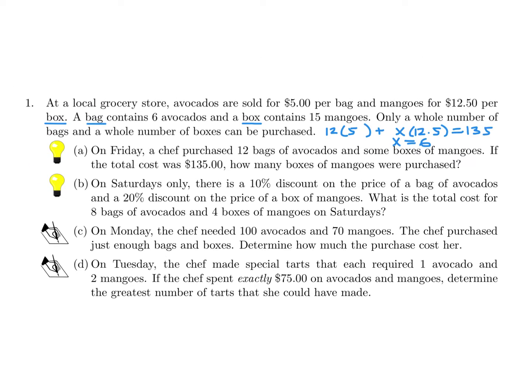So we've got 8, but instead of 5, we're going to multiply by 0.9 to accommodate for that 10% discount. And then for the boxes of mangoes, that's 4. And then there's a 20% discount. So the 12.5 price, we're going to multiply by 0.8 to accommodate for that 20% discount. And when you crunch out these numbers, you get 76.